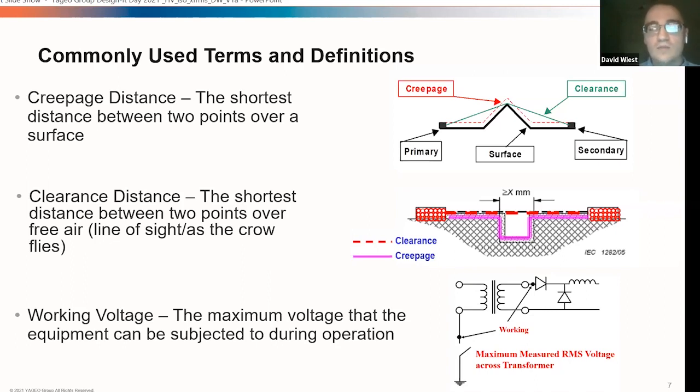The next is working voltage. The working voltage is the maximum voltage that a transformer will see during its operation. That is across the primary to the secondary or along the isolation boundary. And again, the working voltage is very important to understand as you relate it to a custom magnetic design or your PCB, because that directly feeds into those creepage and clearance distances.